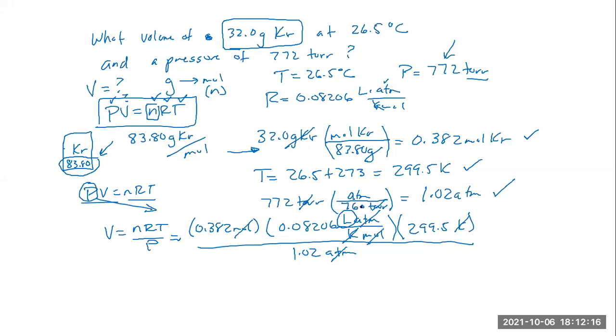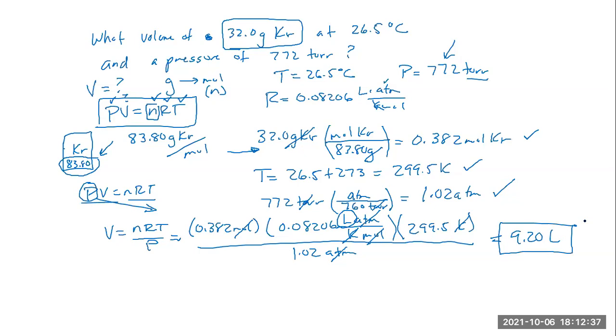So 0.382 times 0.08206 times 299.5 divided by 1.02 gets us 9.20 liters as the volume here in this particular case.